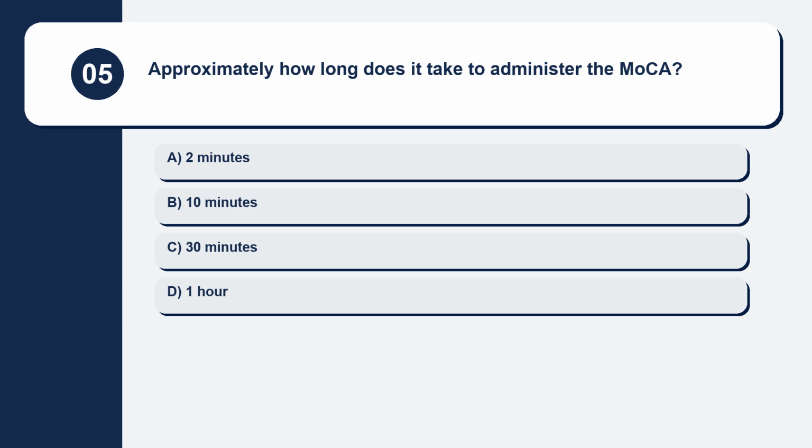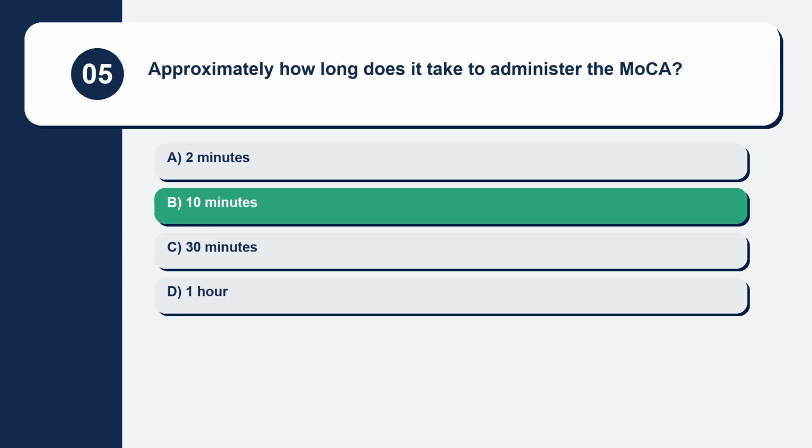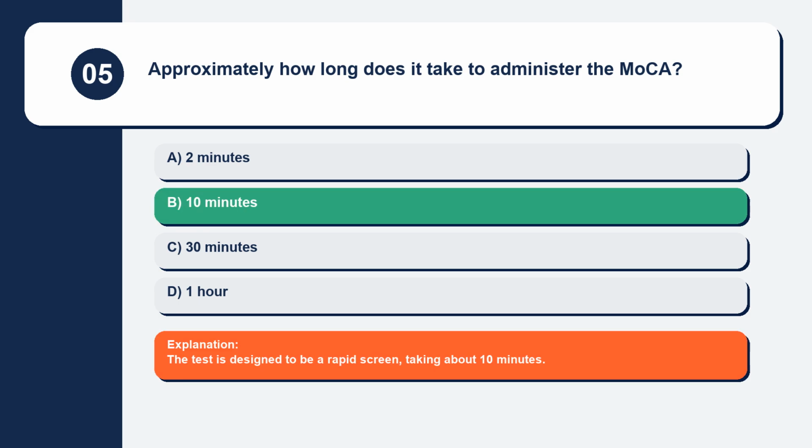Question 5. Approximately how long does it take to administer the MoCA? 2 minutes. 10 minutes. 30 minutes. 1 hour. The test is designed to be a rapid screen, taking about 10 minutes.